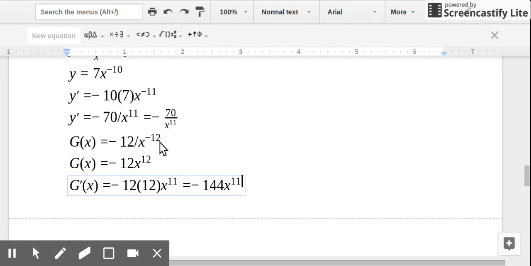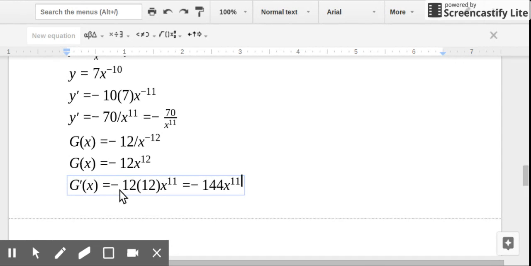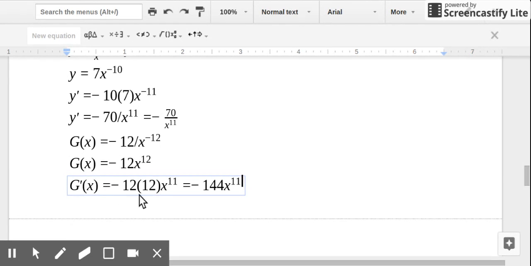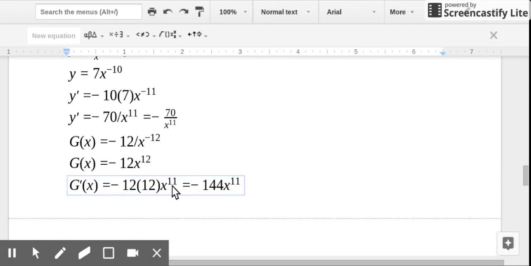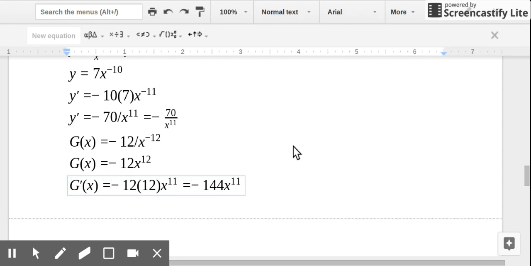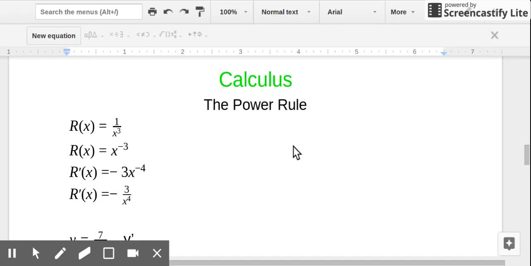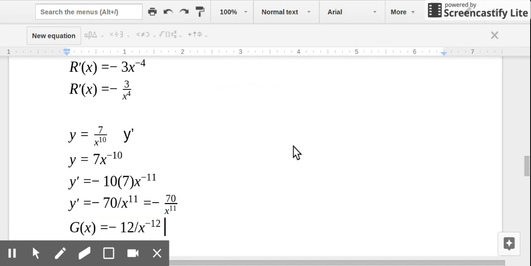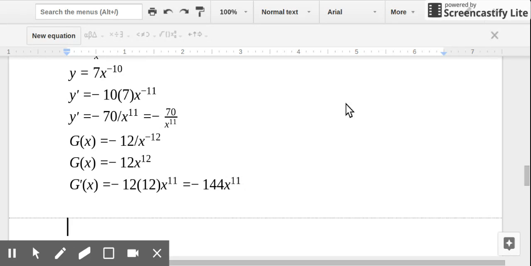So we took this up into the numerator, and we ended up with negative 12 times x to the 12th. Take the 12, bring it out front. 12 times 12 is 144, I believe. Then subtracting 1 from the exponent gave us 11. Okay, I think we'll end that right there. And I think we'll work a little bit more complicated ones coming up.